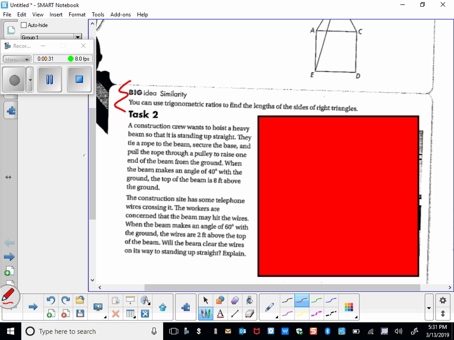And the hint that they give is you can use trigonometric ratios to find the lengths of sides of right triangles. As soon as students see the words trig ratios, they should think of the three that we learned in previous classes: sine, cosine, and tangent. And the next words, right triangles, are pretty common. That is just a triangle that has one right angle. So I would expect my students to know these two things before even starting this problem.